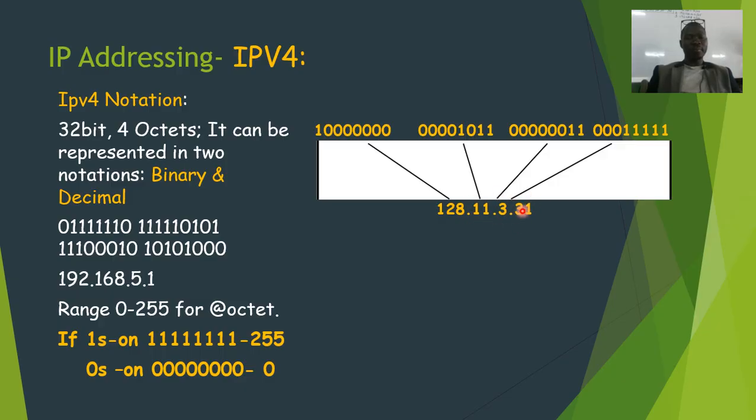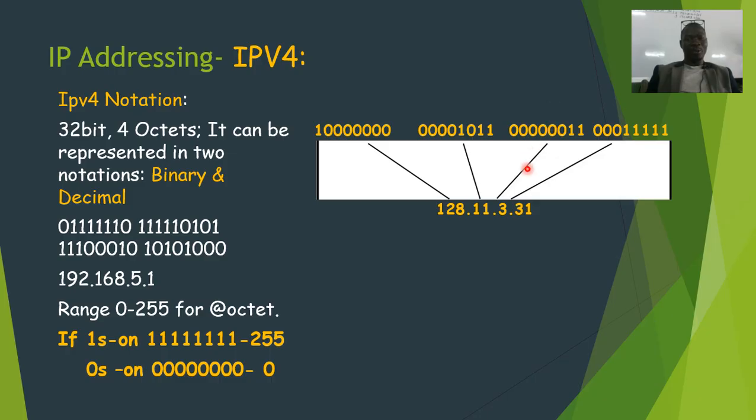Now, this IP version 4 can also be represented in 2 notations. It can either be binary or decimal. For example, this 128 here is decimal. This binary here is a representation of this 128, which is decimal. This 11 here is a representation of what you're seeing up here, which is binary. So this 3 here is decimal, and this upper one here is binary, a representation of the 3 down here.